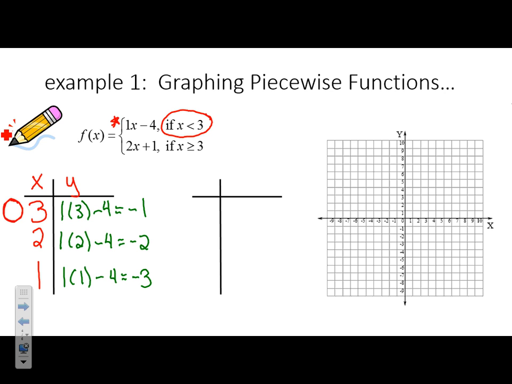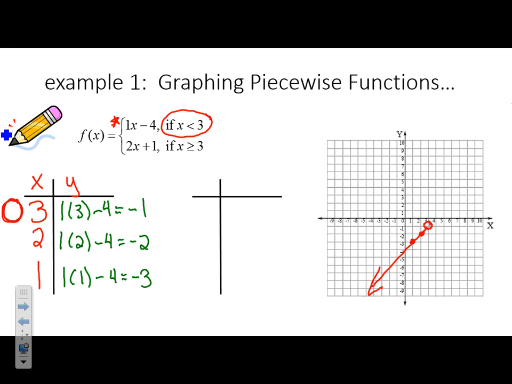When I'm graphing this, I'm going to start at 3, negative 1. It's really important that I have this here. It's going to be an open circle. So I'm going to go to 3, negative 1, draw an open circle there, because it doesn't include 3, it just goes up to 3. The next one is 2, negative 2, 1, negative 3, and since it says it's just less than 3, it's going to continue on forever, so I need to put an arrow on that. There's our first function that's graphed.